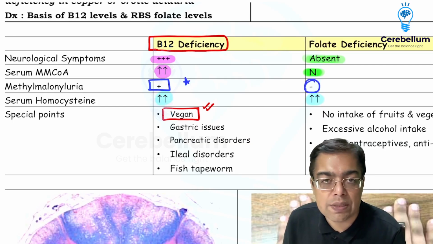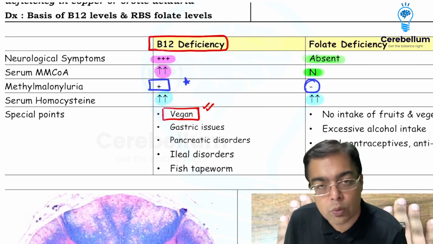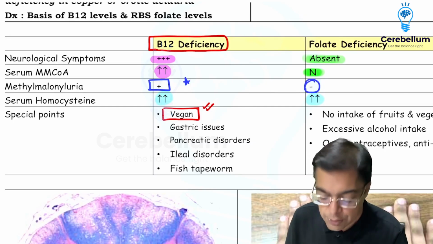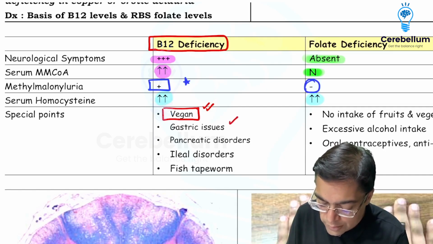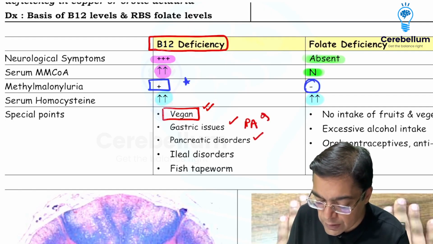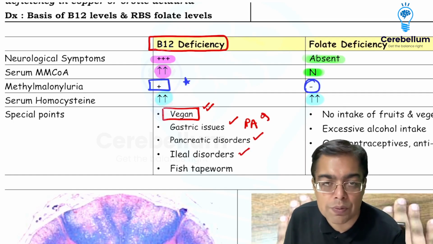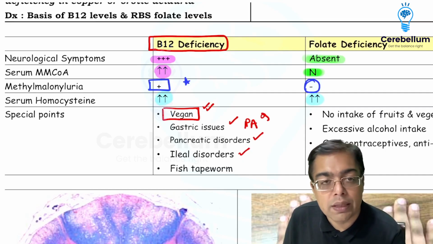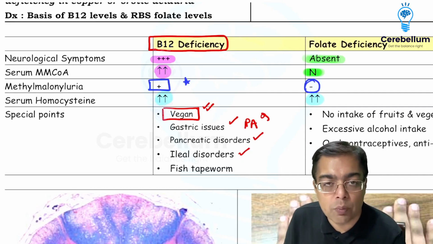B12 absorption requires the functional role of the stomach. It requires the role of the pancreas. It requires the role of gut bacteria. It requires the role of the ileum. So any patient having a gastric issue, any patient who has autoimmune conditions, say for example pernicious anemia, pancreatic insufficiency, ileal disorders, Crohn's disease, tuberculosis, or for that matter, gut bacterial overgrowth syndrome, is at higher risk of suffering from B12 deficiency.